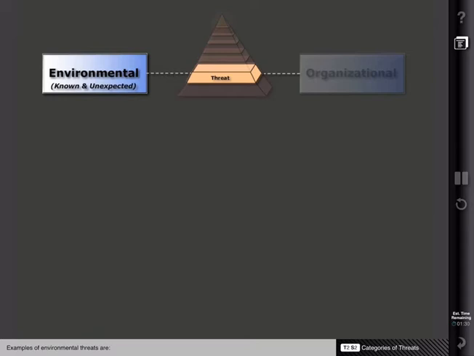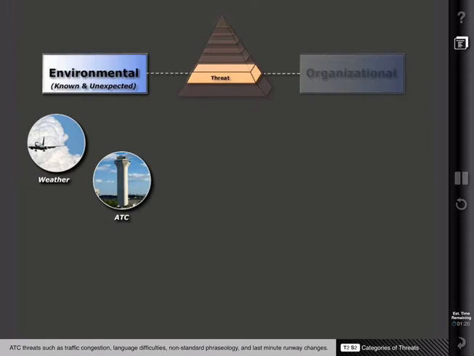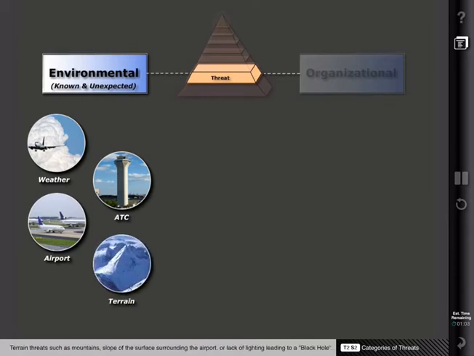Examples of environmental threats are weather threats, such as thunderstorms, turbulence, icing, wind shear, and crosswinds. ATC threats, such as traffic congestion, language difficulties, non-standard phraseology, and last-minute runway changes. Airport threats, such as contaminated or short runways, confusing airport signage, and complex surface navigation procedures. And terrain threats, such as mountains, slope of the surface surrounding the airport, or lack of lighting leading to a black hole.